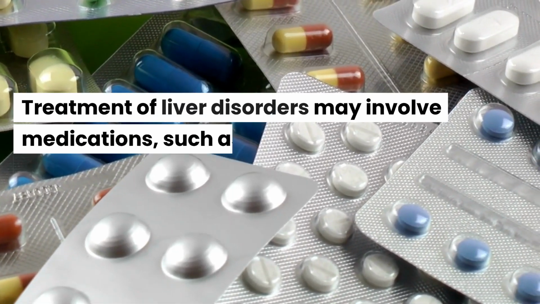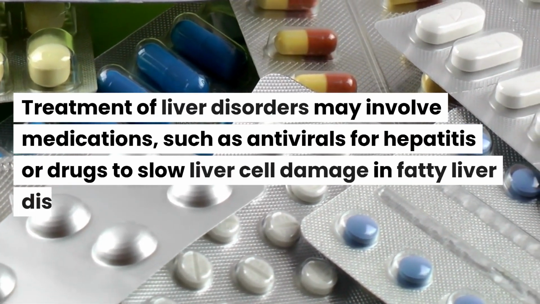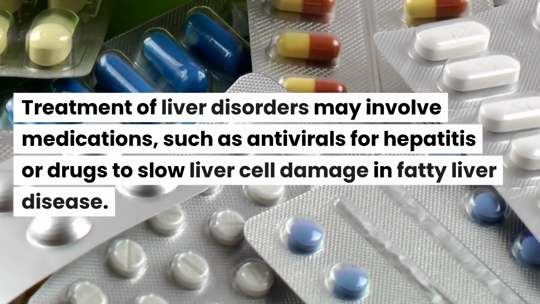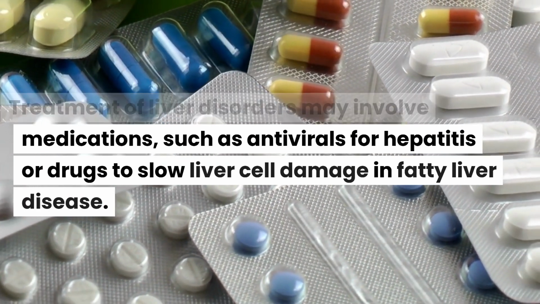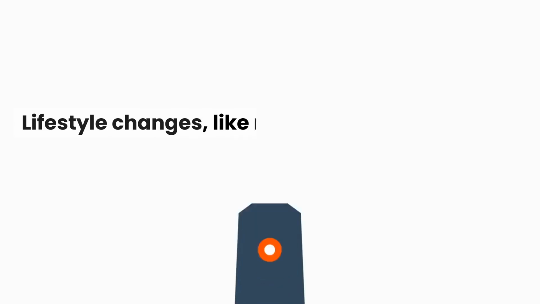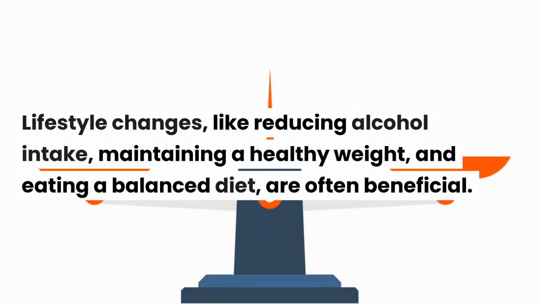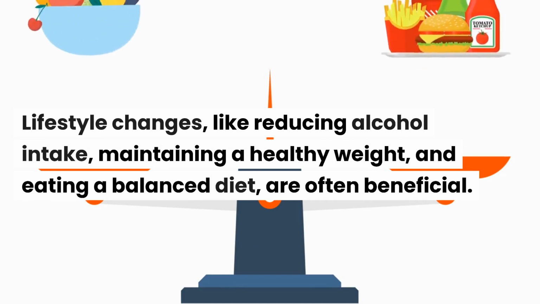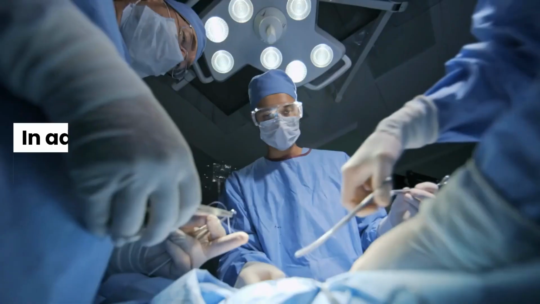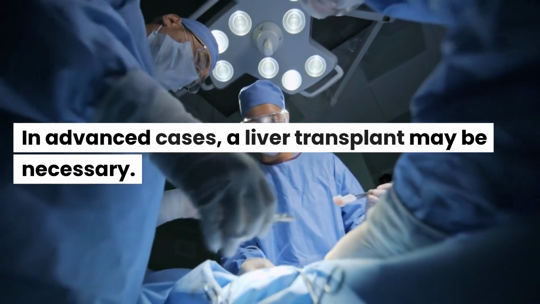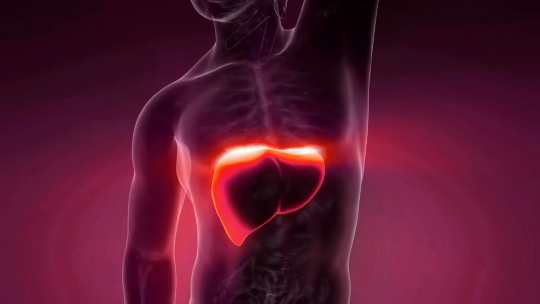Treatment of liver disorders may involve medications, such as antivirals for hepatitis or drugs to slow liver cell damage in fatty liver disease. Lifestyle changes, like reducing alcohol intake, maintaining a healthy weight, and eating a balanced diet, are often beneficial. In advanced cases, a liver transplant may be necessary.